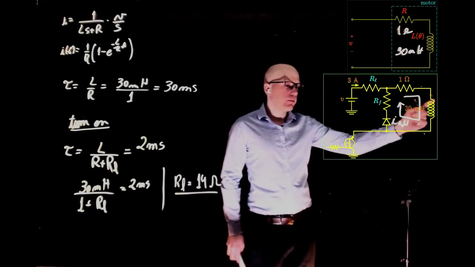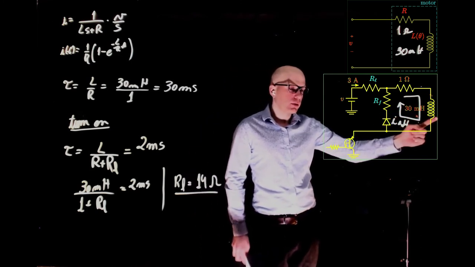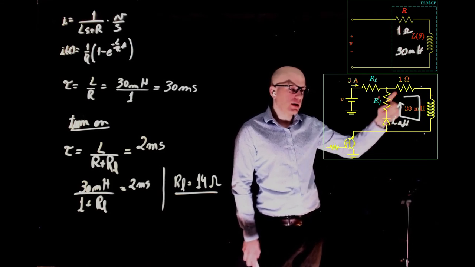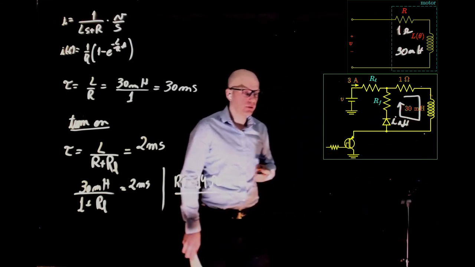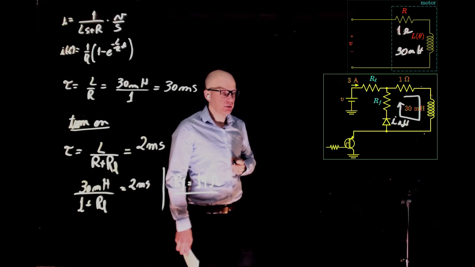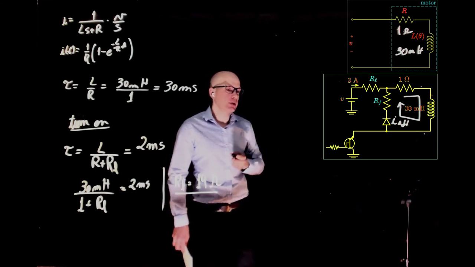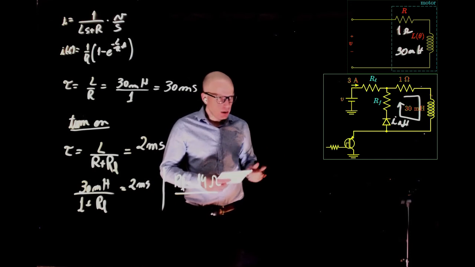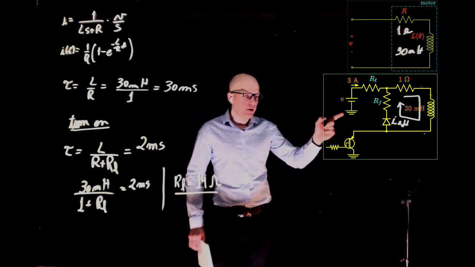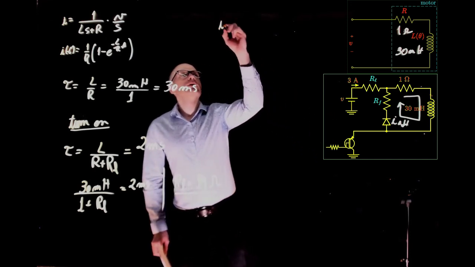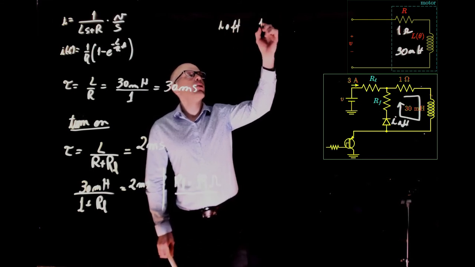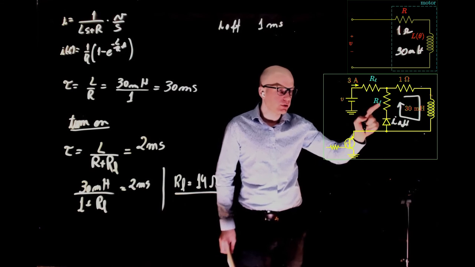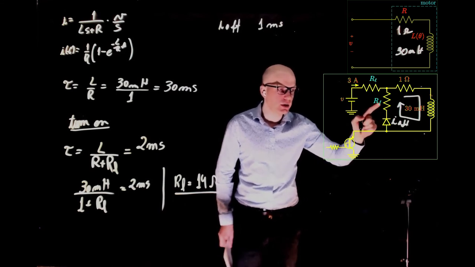Now notice that the inductor reverses polarity. Now this diode is forward biased, and this is now the I off path for the current. Now this is the freewheeling diode that we used before from lecture 4. We want this I off to be 1 millisecond. What is the value of this resistor now that we added here to dissipate energy?